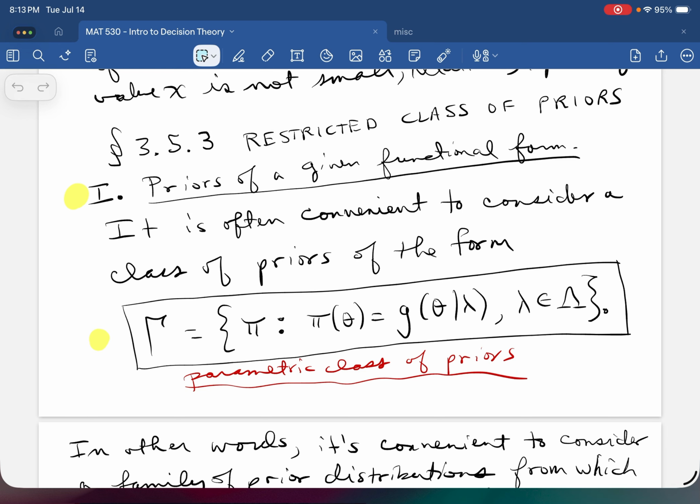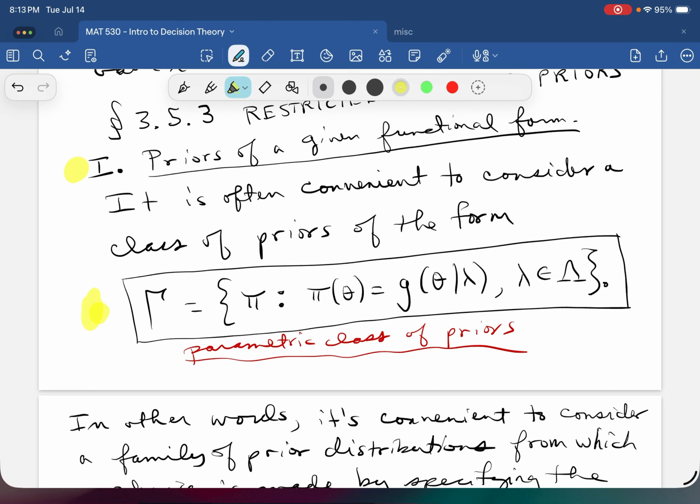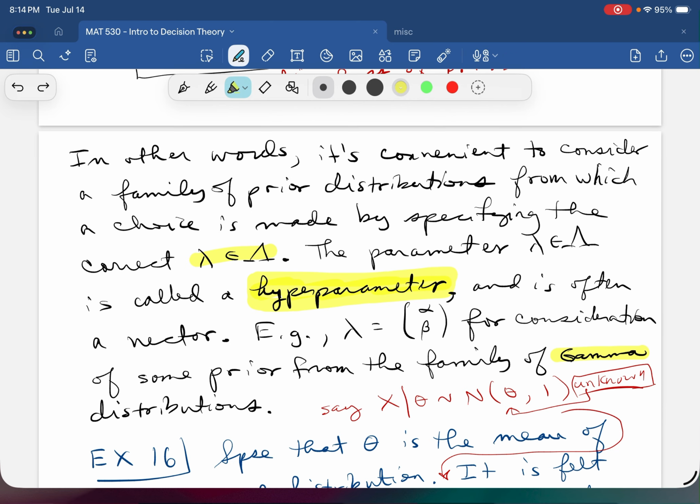It is sometimes convenient to consider a class of prior distributions of the form that we see here, where we have a family of priors that's indexed by what we're going to call lambda. Typically, lambda is going to represent parameters from some well-known class of distributions. And this value lambda, which indexes the family of distributions under consideration, is called a hyperparameter.